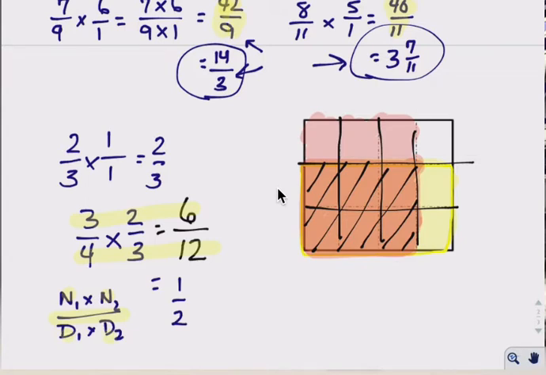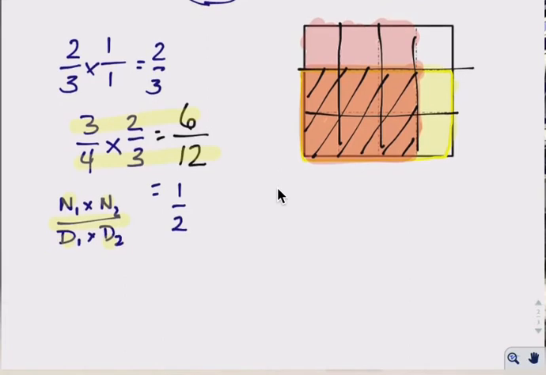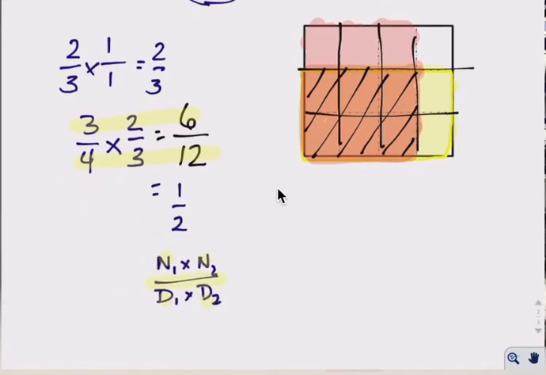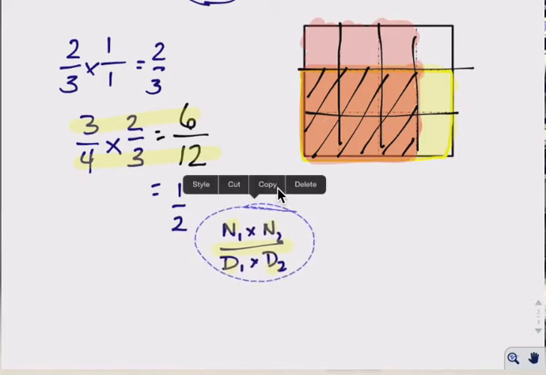So let's do one more example, and then I'm going to give you 4 to try on your own, and we will cover the rest again in class. But again, keep in mind, this right here is how we multiply fractions. Okay, that's the key to it all.